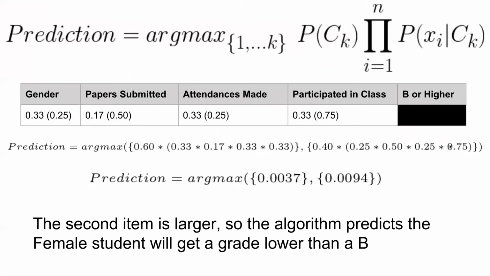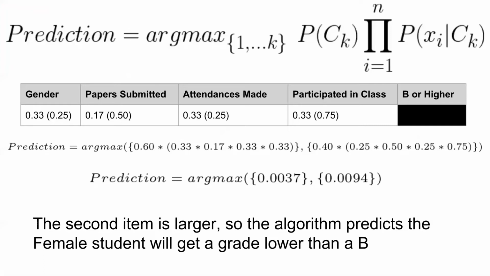And we multiply them all out, just like you would with the dice. It's almost the exact same concept. And then you have to choose the argmax. So whichever one is more likely to happen is the one you predict. So in this case, you're going to select the 0.0094, which is, I believe, the negative case, right? We're going to predict that the female student will get a grade lower than a B.